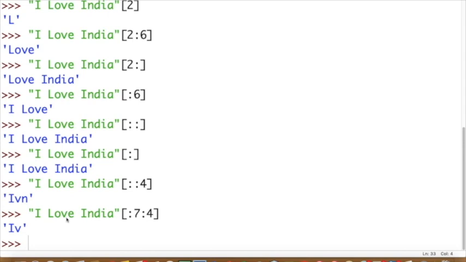Now we have reached the end position, since the end position is 6, right? The 6th index is a space. At I we have the 7th position, and before that we have a space which is at the 6th index, 0, 1, 2, 3, 4, 5, 6. So N is 7, and then we have to reach up to I, and since there are no more 4 letters to be included, it gives I and V.